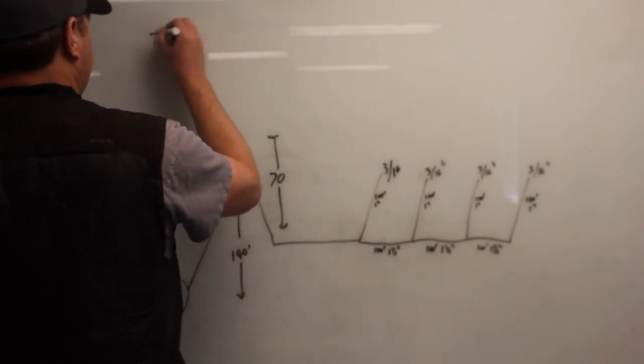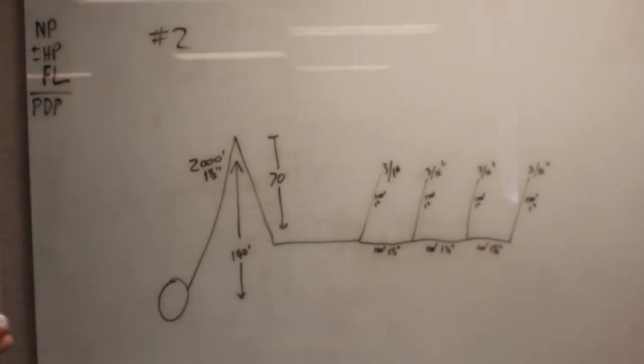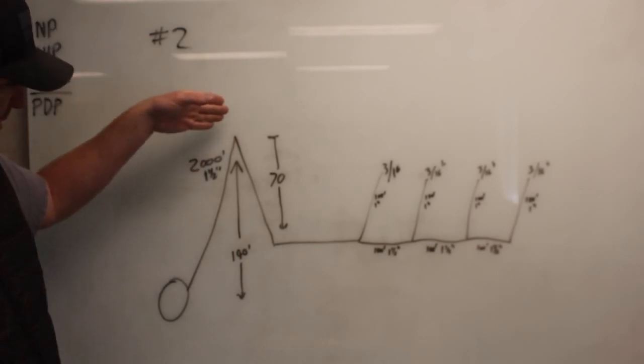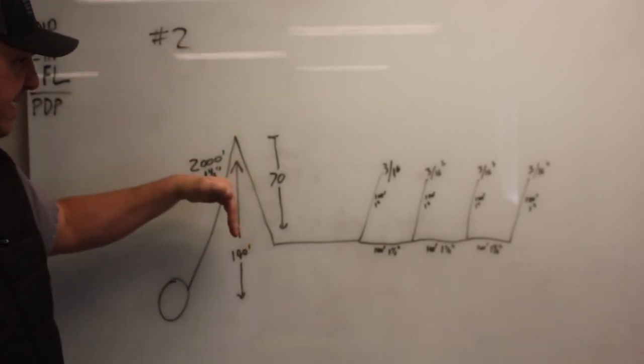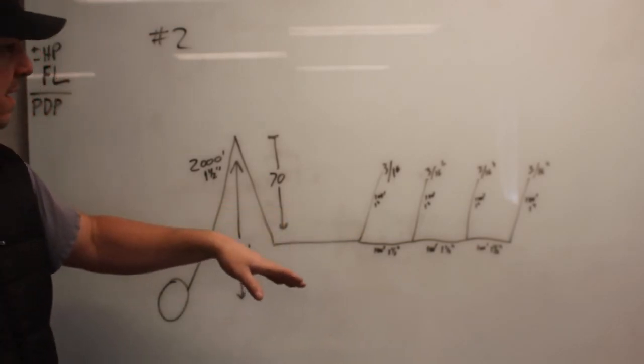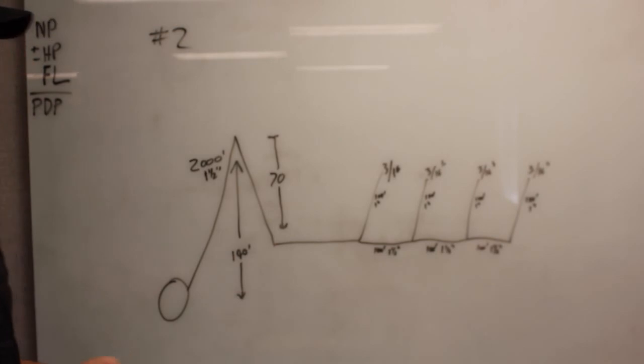And recording. All right, so here we have problem number 2. We have a pump. Pump pumps up 190 feet, down 70 feet, and then over to our actual hose lay where we're fighting fire. There are 4 3/16 tips in this problem, in this hose lay. So the first thing I do is I write up my equation up here so I have something to work off of. That's always my first step.